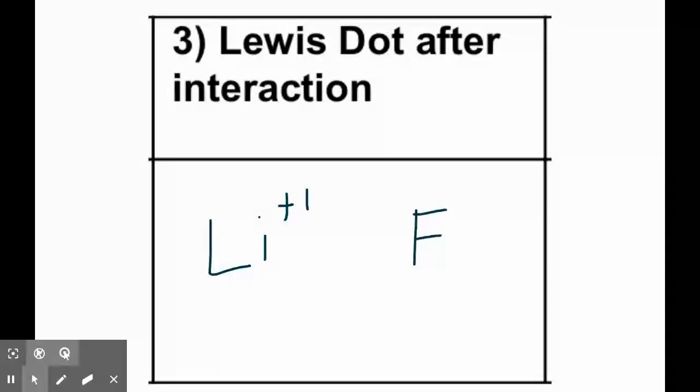Then you're going to write the fluorine element, and you're going to show that it now has all 8 valence electrons, since lithium gave up its 1 valence electron to fluorine. Put that in brackets, and then since the fluorine has gained an electron, it's gained a negative charge, so you write the charge in the top right hand corner of -1.